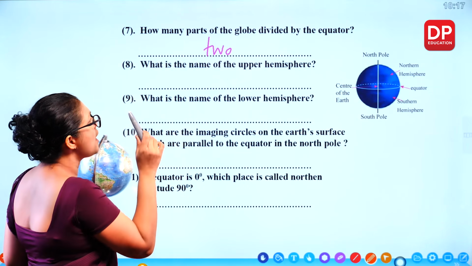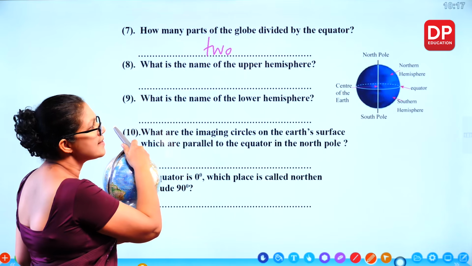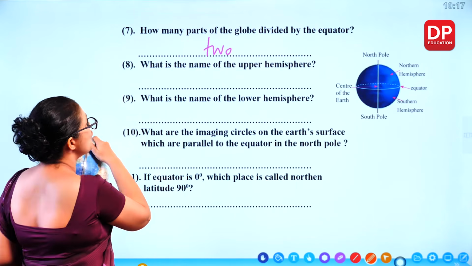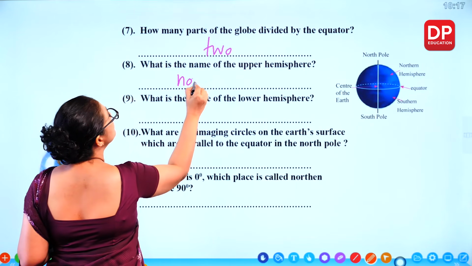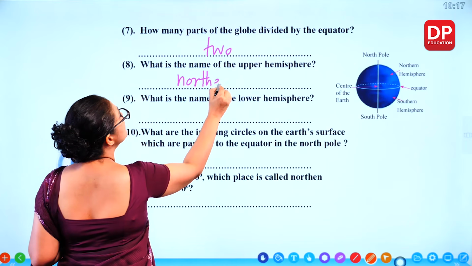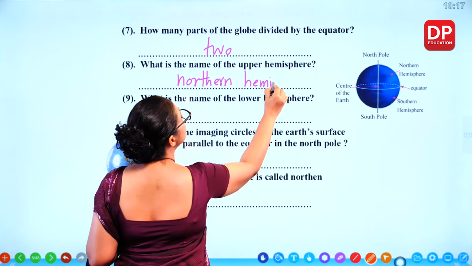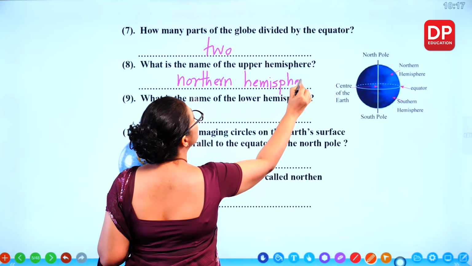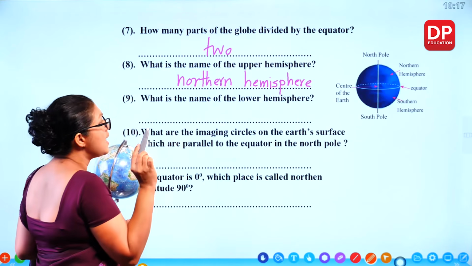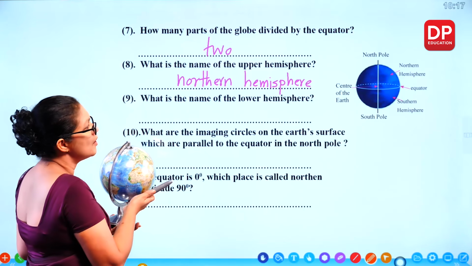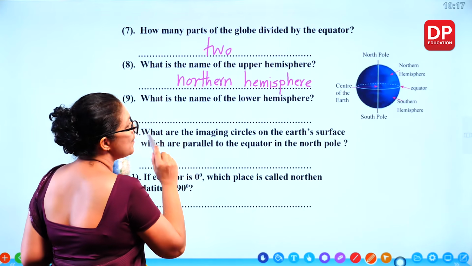What is the name of the upper hemisphere? That's northern hemisphere. What is the name of the lower hemisphere? We call southern hemisphere.